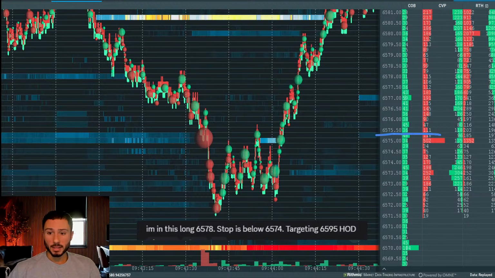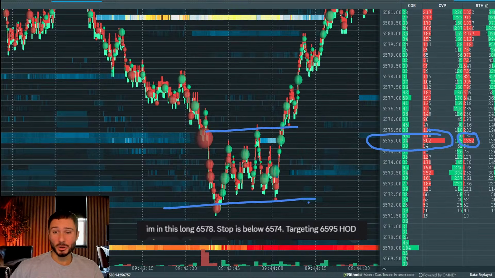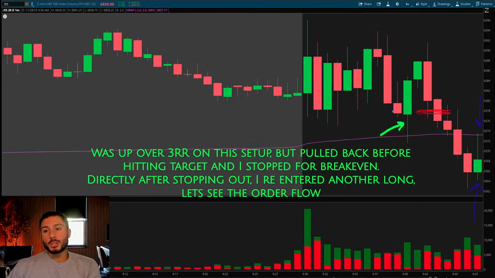And here you can see that 65.75 again, the delta outlier on the day session, minus 1,300 contracts. So as soon as it broke above this, we could even call this market structure demand too. I was up over 3R. I mean, this thing went up to the 65.92s. My entries right here went to the 92s. I was up 14 points on 4 points of risk. I was up over a 3R.